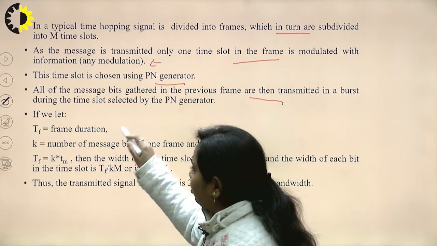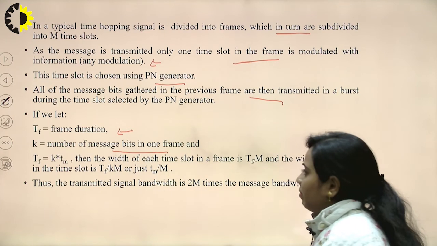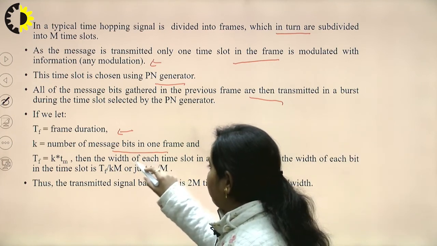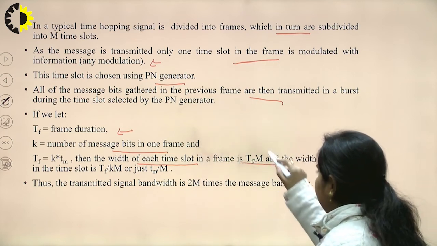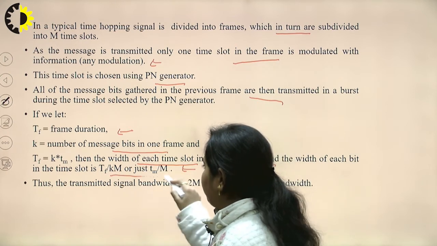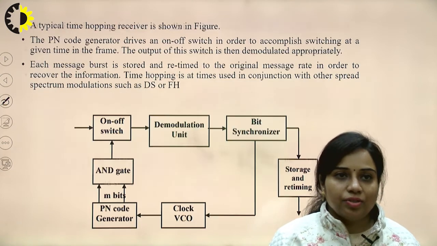So if we consider TF, that is the frame duration, and K is the number of message bits in one frame, then TF will be equal to K times TM. The width of each time slot in a frame is given by TF by M, and the width of each bit in the time slot is given by TF by KM, or just TM by M. So this is how the bits will be generated.